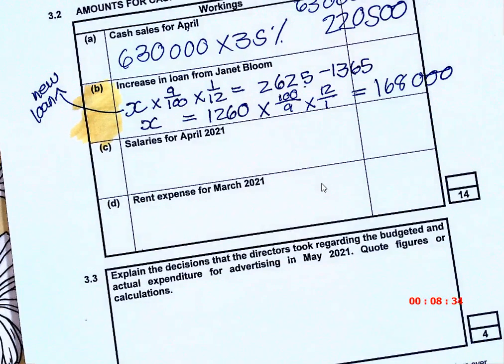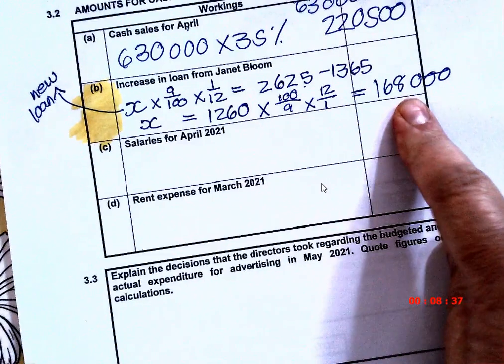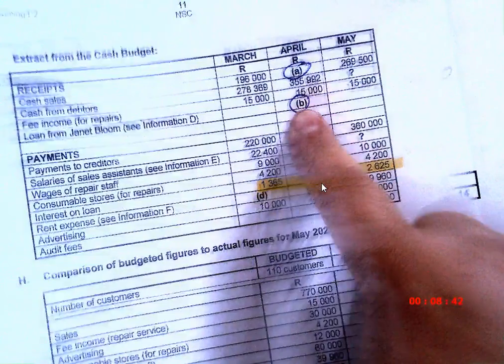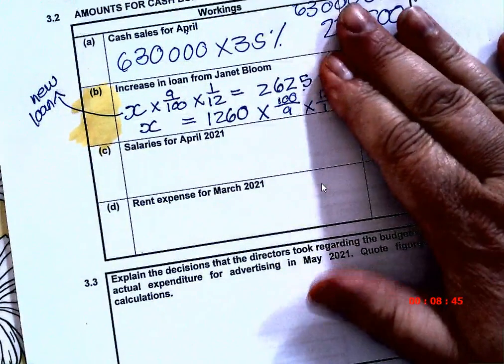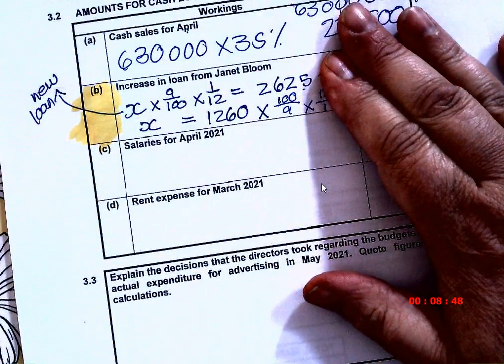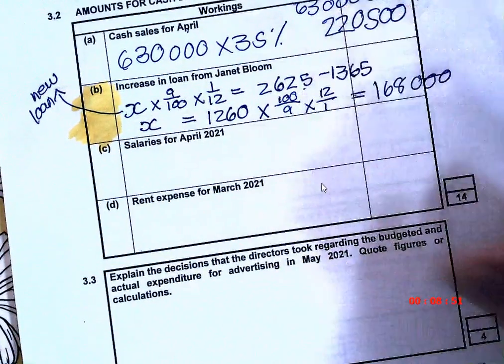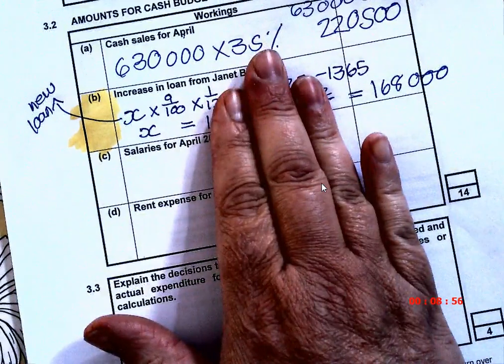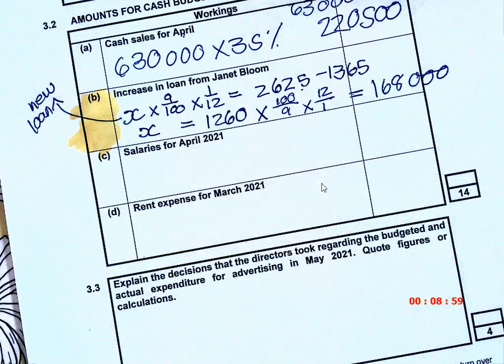This isn't the total loan, this is the new loan that we got in April. You see? If you do it with just the 2625, you'll get the loan for April. If you do it for just the 1365, you'll get the loan for March, and then you take the difference. But now you make your calculation a bit shorter by just using the difference in interest, because that will give you the difference between the two loans immediately.